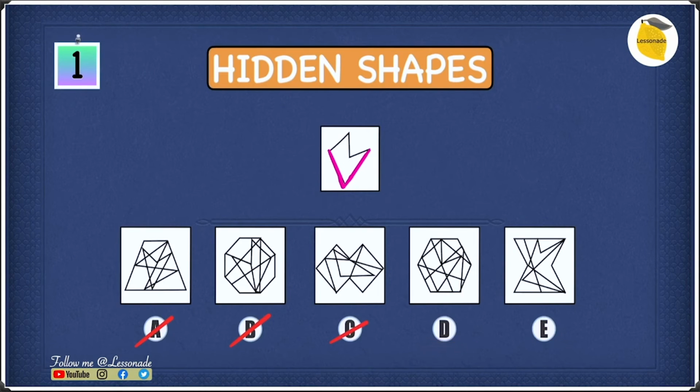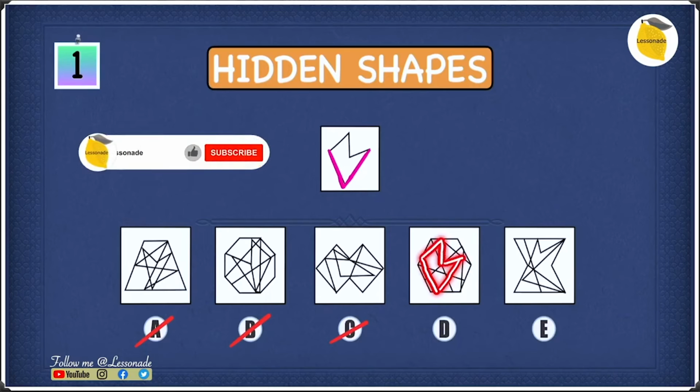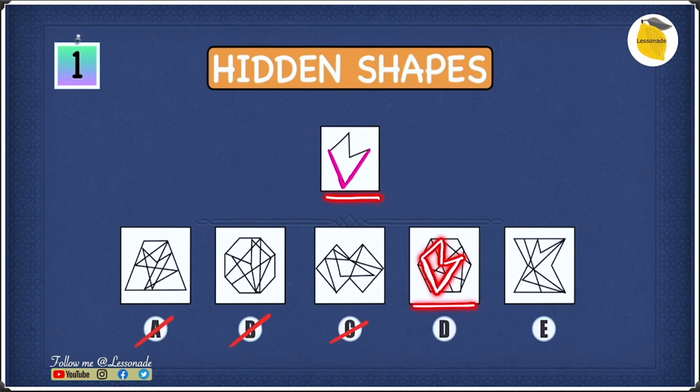So let's go on to D. In D, we have the V shape. So the V shape is right, and then we have the line going upwards, coming down, and then going diagonally. And if you notice, this shape we have right here is just the same as the one on the top. So this means this must be our answer, but let's check E just to be sure.